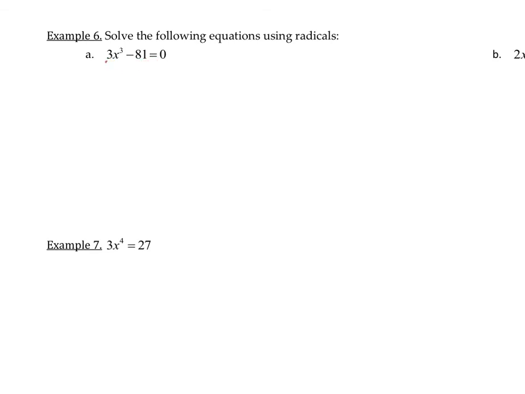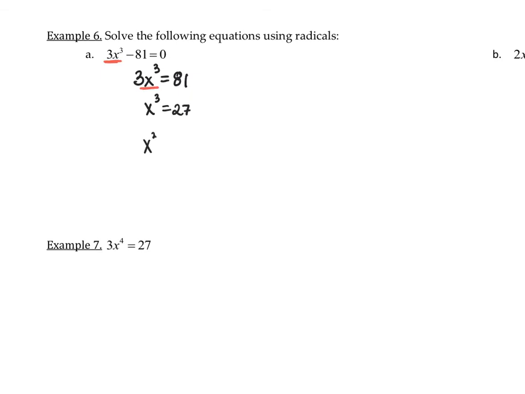So I'm going to get the 3x cubed isolated by moving the 81 over to the other side. Now I want to further isolate the x cubed by dividing both sides by 3. So that gives me x cubed is 27.